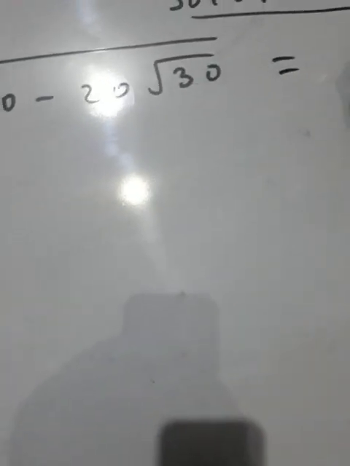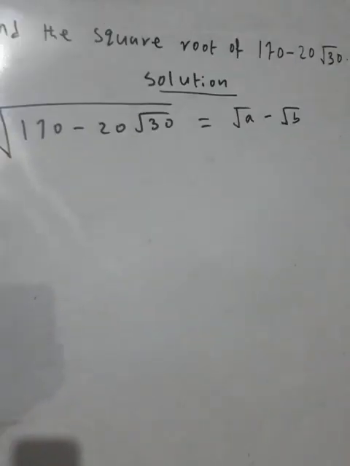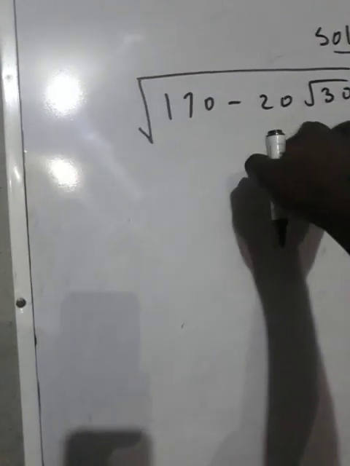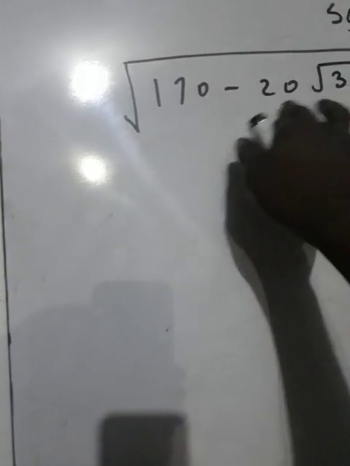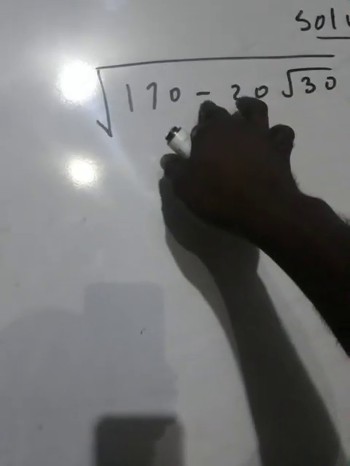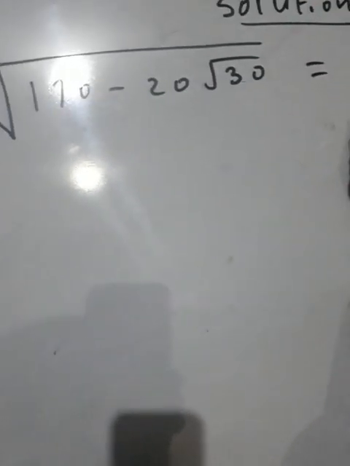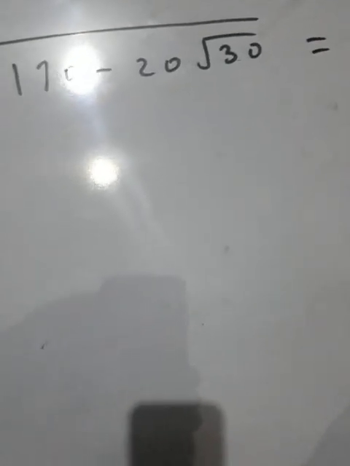We have that, assign square root of 170 minus 20 root 30 to variables in the form of root a minus root b. Since this is binomial, it contains two terms, 170 minus 20 root 30, with the sign minus. Assign the answer to be root a minus root b and find the values of a and b.